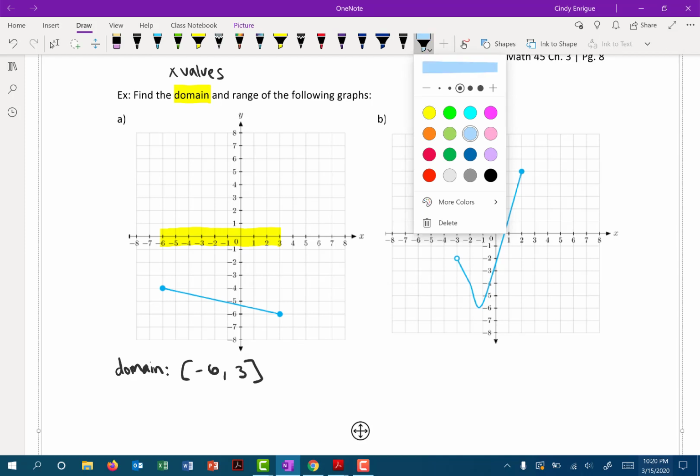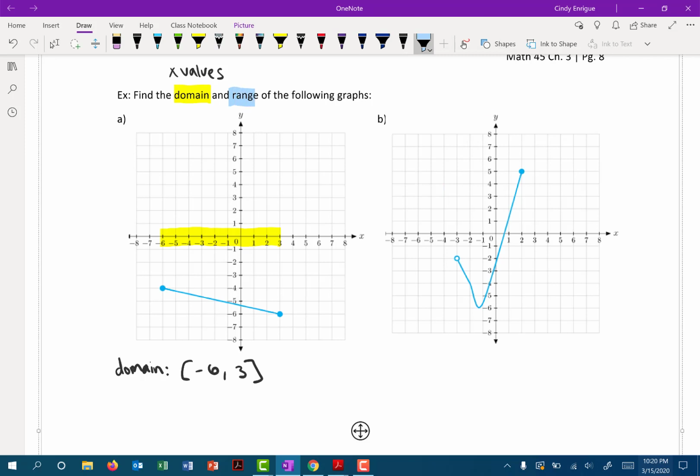Now we want to think about our range values. Here's my range. The range represents my y values. So you want to go from the smallest y value to the biggest y value. Here's the smallest y value, going all the way up to the biggest y value. So I note that the range are my y values. And my range looks like it's right here. That represents negative 6, and it goes all the way up to negative 4.